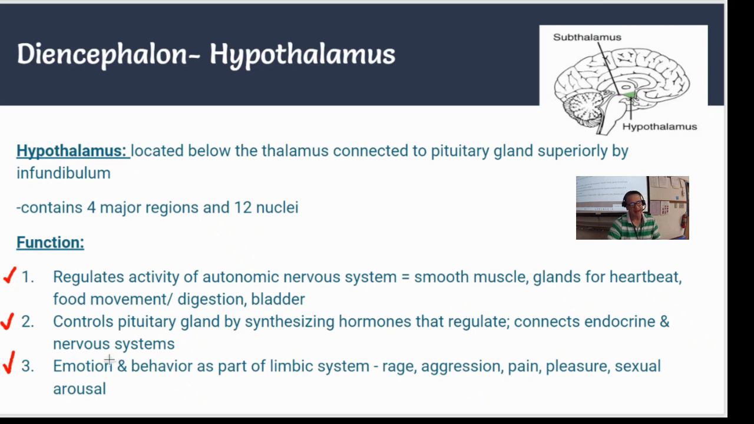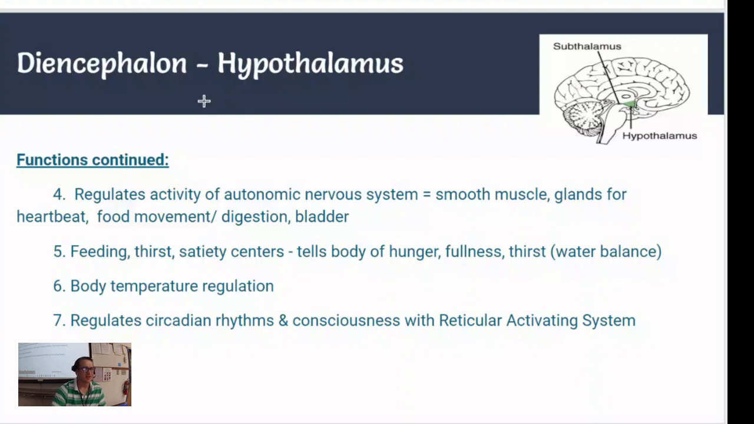Emotional and behavioral, as far as the limbic system, so rage, aggression, pain, pleasure, sexual arousal, also part of the functions of the hypothalamus. And some more functions of the hypothalamus of the diencephalon. 4, we already did that one. So it's really only 6 different functions because 4, that's a repeat.